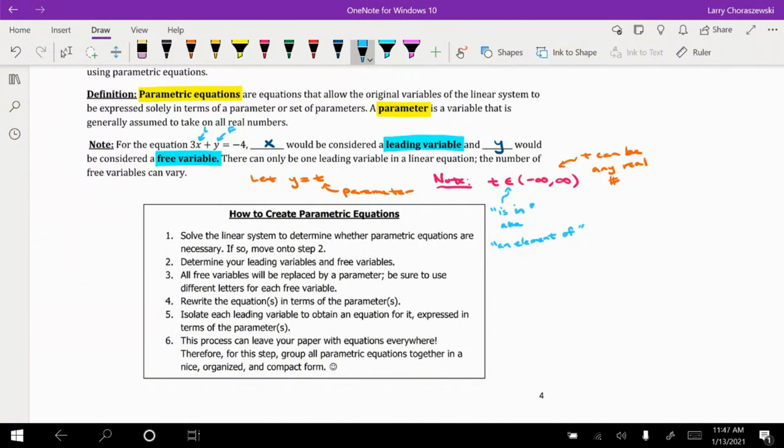6 says this process can leave your paper with equations everywhere. So this is just a matter of advice from Mr. C here, just to be organized with your work with parametric equations. It's very easy to get caught up and lose track of the process of defining them. So I'll show you a 3-step process that I do, which really helps us to avoid making that error.